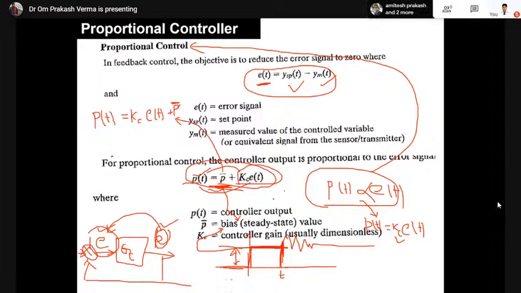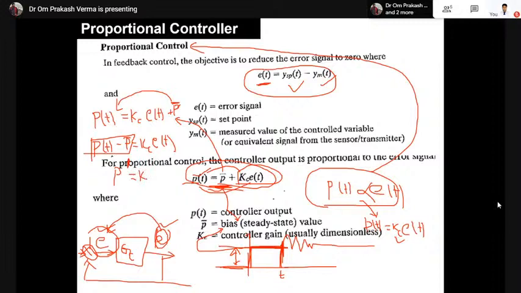Okay, so we have P bar. Solve this equation using some mathematical calculation, an algebraic equation. So this is Kc into E(t). So P(t) minus P bar, when you take this side, is represented by P bar. Okay, P bar is equal to Kc into E(t), right?